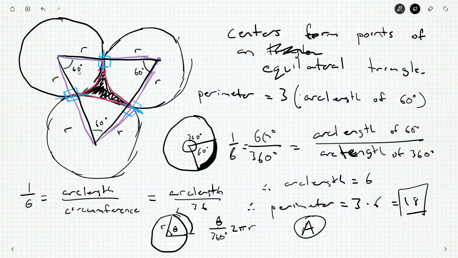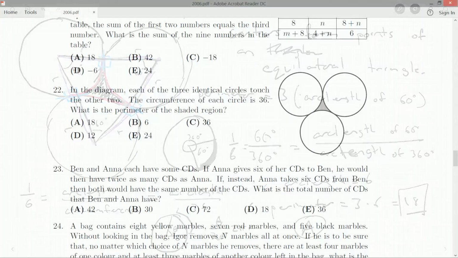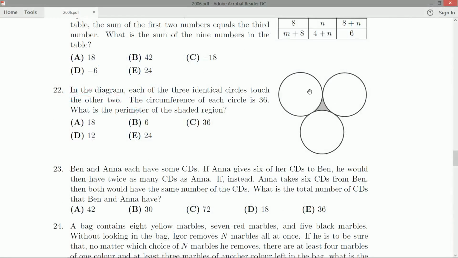Okay, but there's never just one. Well, there's hopefully never just one way to do a question. This one has a couple approaches. Do I solve for the r or not? Okay, but that does it for question 22.